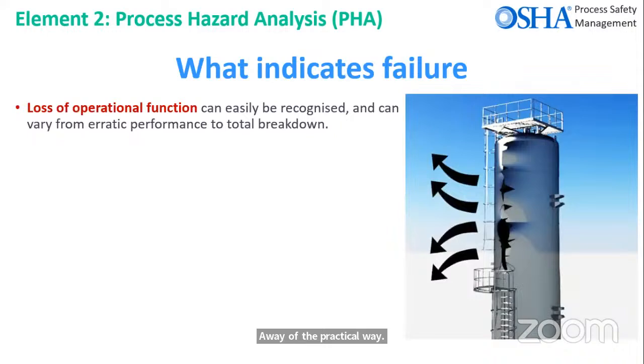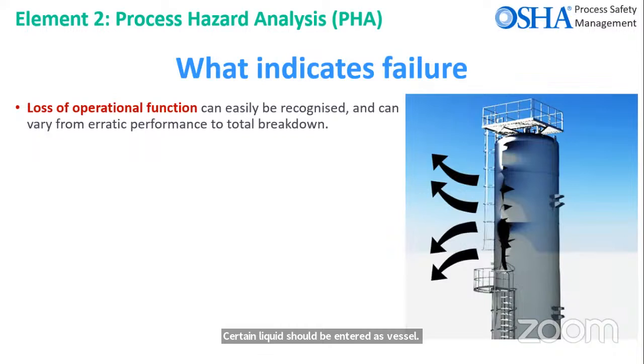What can indicate the failure, and what can FMEA detect? Firstly, the loss of operational function can easily be recognized and can vary from erratic performance to total breakdown. If you have a vessel working for producing some liquid or treating some gases, the designer put for you some operational function for this vessel. Certain temperature, certain pressure, certain liquid should enter this vessel.